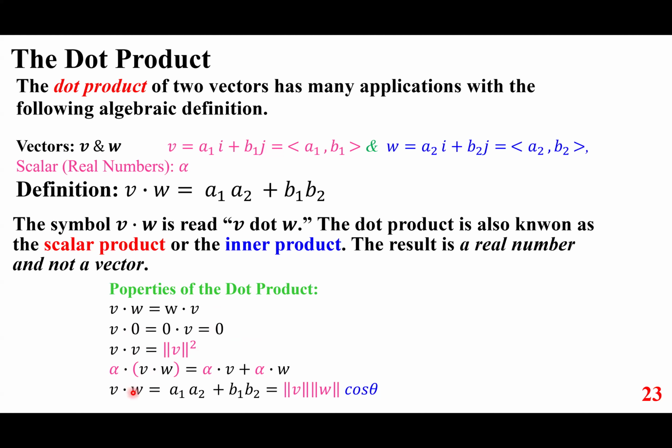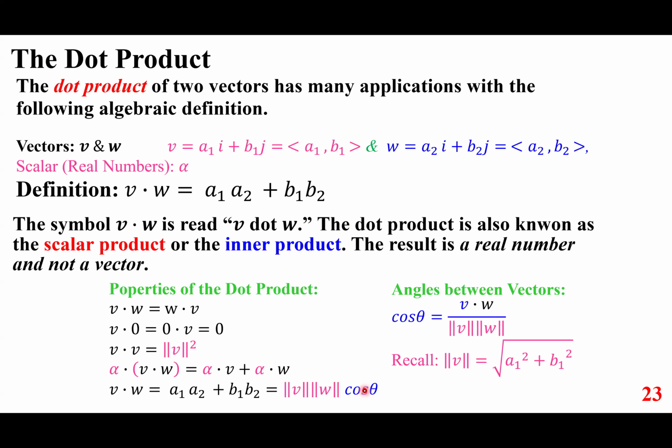And as we said, the dot product is A1, A2 plus B1, B2, or it is the magnitude of V times the magnitude of W times the cosine of the angle in between the two vectors. So if I want to find the cosine of the angle between the two, I divide the dot product by the product of the magnitudes. From here, you can find the cosine. So that's the synopsis of the dot product.